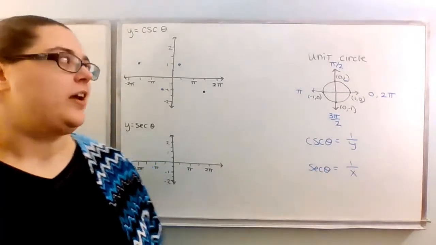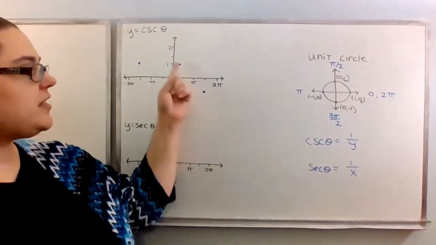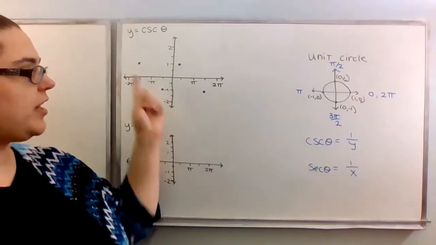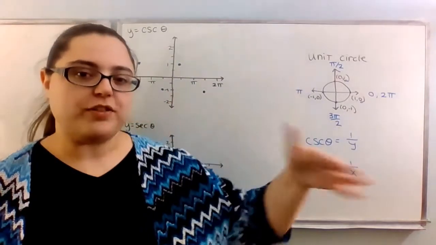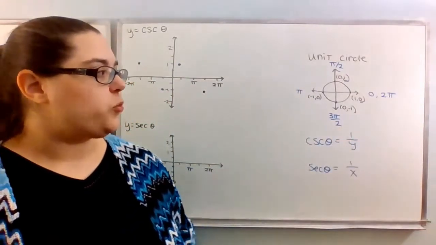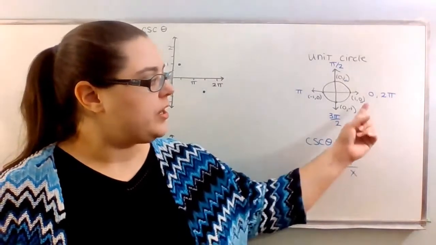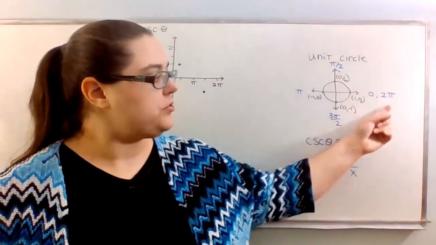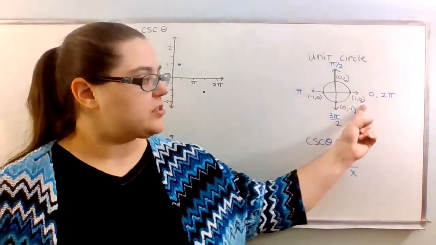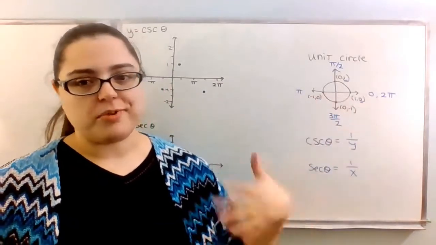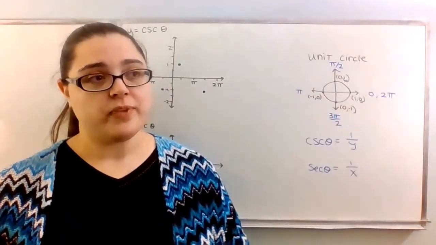What do we do? We can't just connect them like we did with sine and cosine to get a little wavy pattern happening, because we know we're going to run into issues at 0 or 2 pi or pi, because the y values there are 0. So we're going to get something that's undefined.